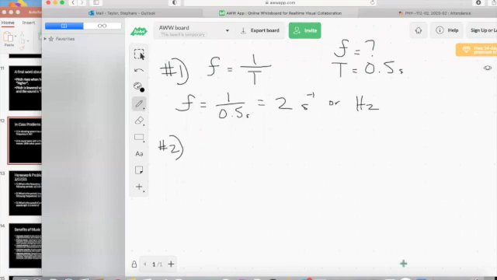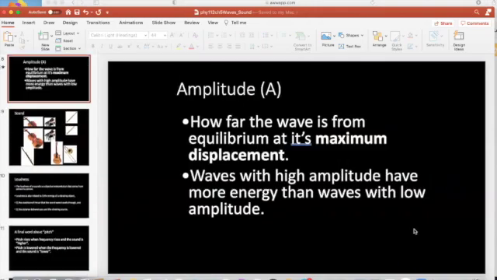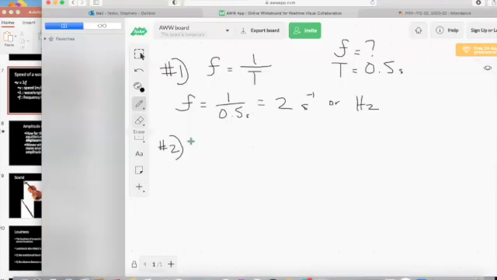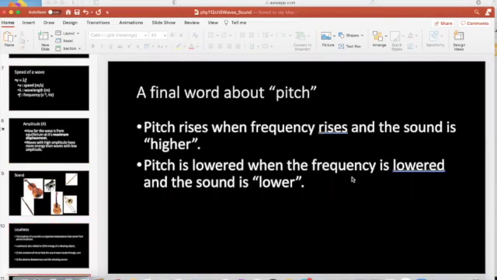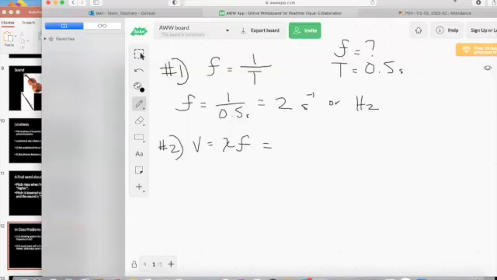If we go back up into the problems, we'll see that the speed of a wave, v, is equal to lambda, which is the wavelength, times the frequency. So v is equal to lambda times the frequency. We just plug in what we have. The wavelength was 1.27 meters.